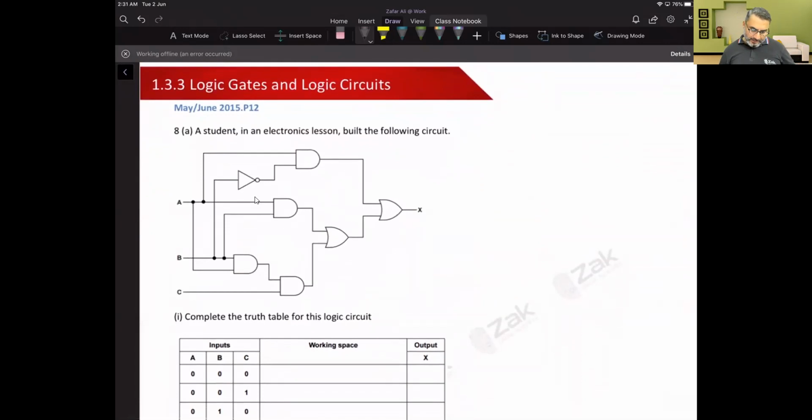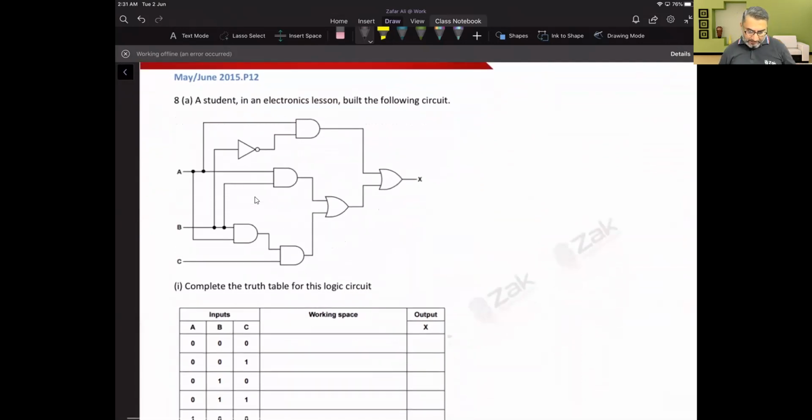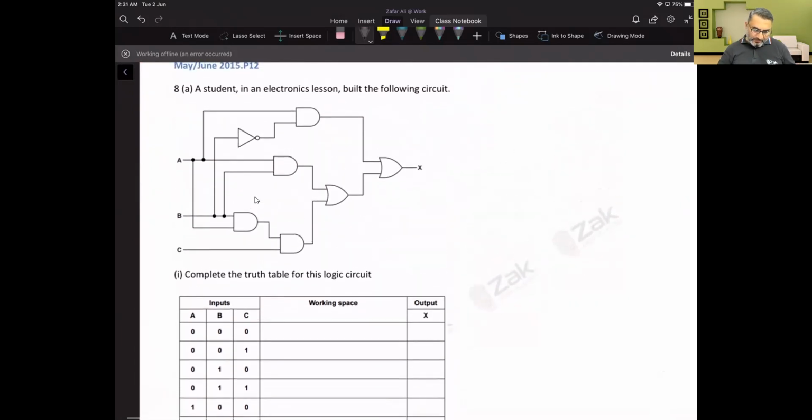Now a student in an electronics lesson builds the following circuit. Complete the truth table for this circuit. This would definitely be a tough one, but it is not always that tough. So X is equal to A and B naught, then plus, let's solve this one, A and B, plus A and B and C. That is how it will be solved.